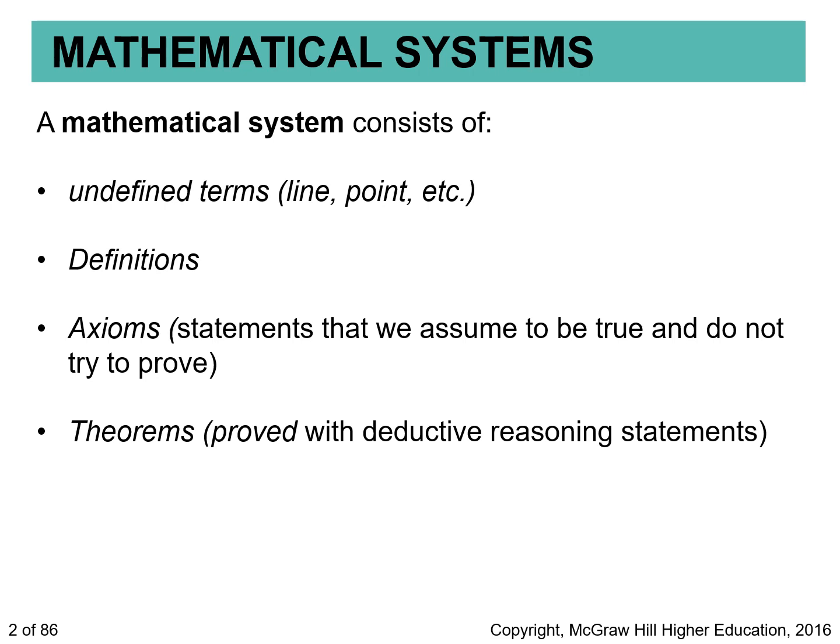To begin with, a mathematical system, the geometry system in particular, is made up of undefined terms. The undefined terms for geometry are line, point, and plane. Definitions are the next part of the system. Axioms, which we assume are true but have not been proven. And theorems, which have been proven. If you had high school geometry, you remember doing proofs. That's what we're talking about when we say theorems need to be proved.